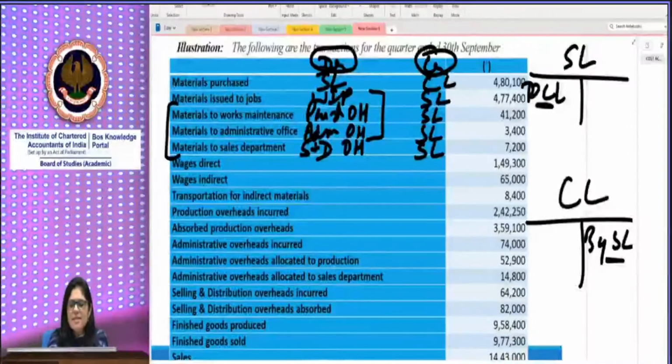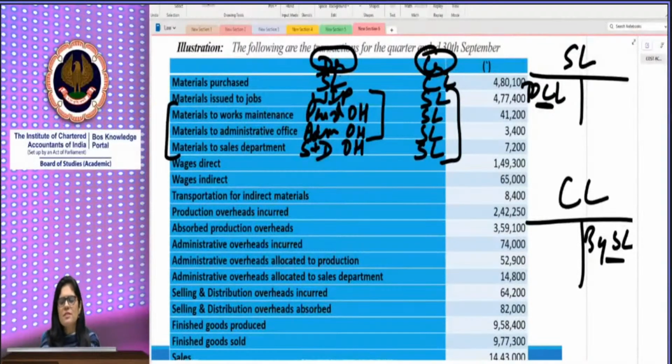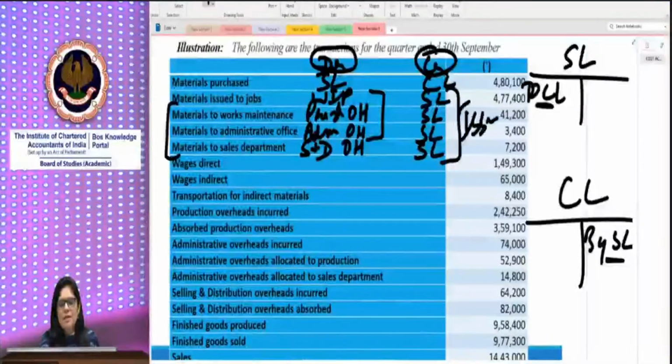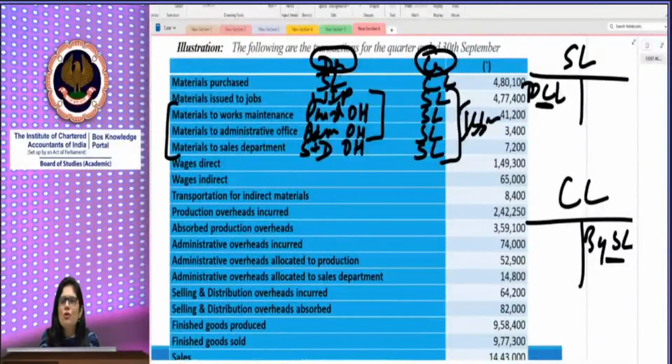See, material is going from SL to all the four. Material is going to WIP, material is going to production overhead, material is going to admin overhead, material is going to selling overhead. Every department needs the material, right? So all the departments which are receiving, the control accounts will be debited and the stores ledger is issuing to all four. See here cost ledger has no role to play.